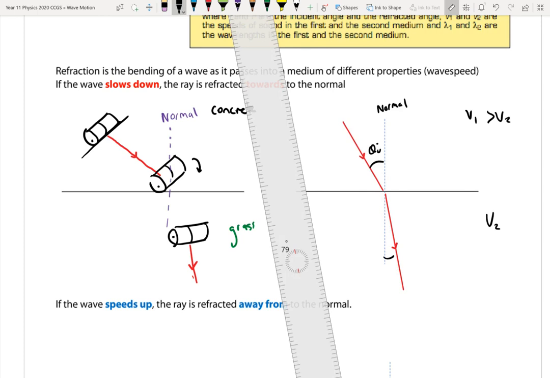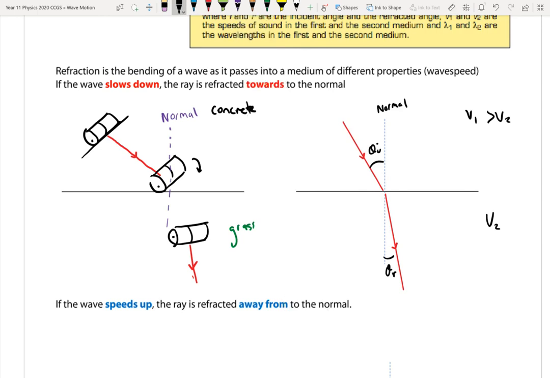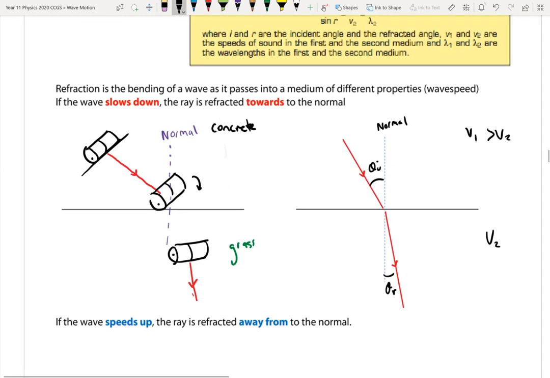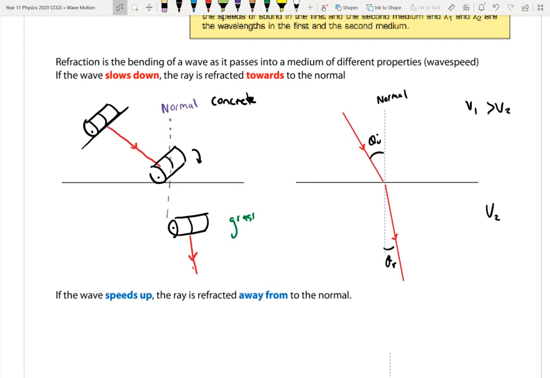Did we learn the equation for how much it bends? So there is an equation. It's not in the syllabus. You need to be able to draw diagrams and know which way it bends. I believe I've thrown in some extension questions that has Snell's law of refraction. So let's just draw, this is for slowing down, it bends towards the normal.